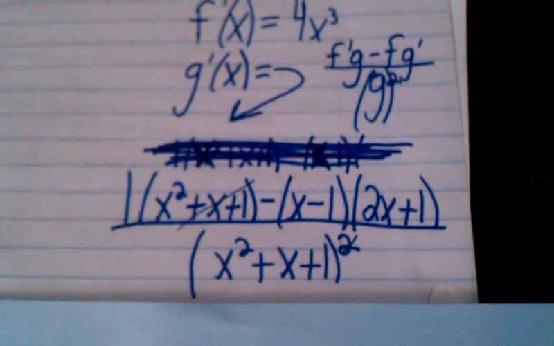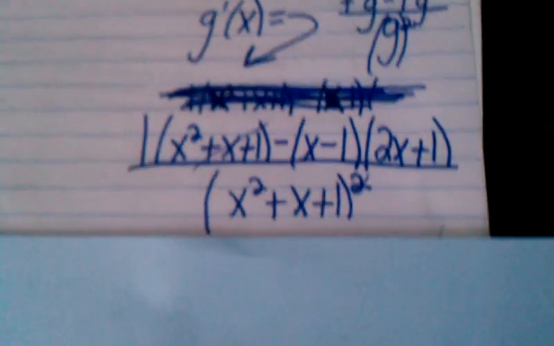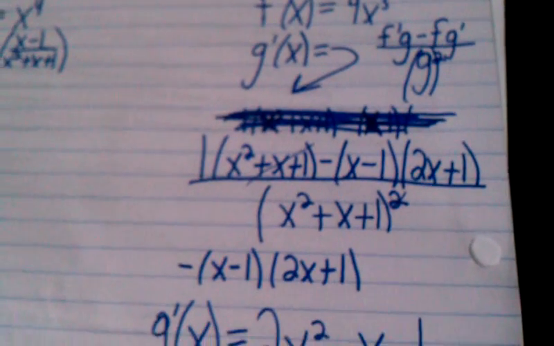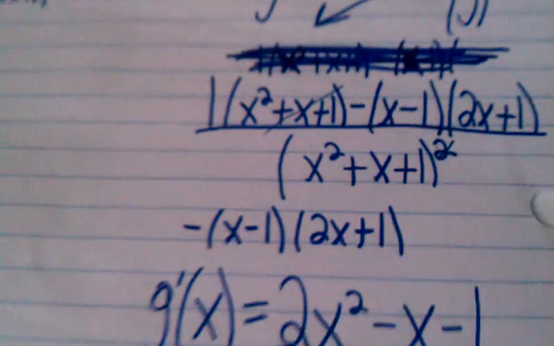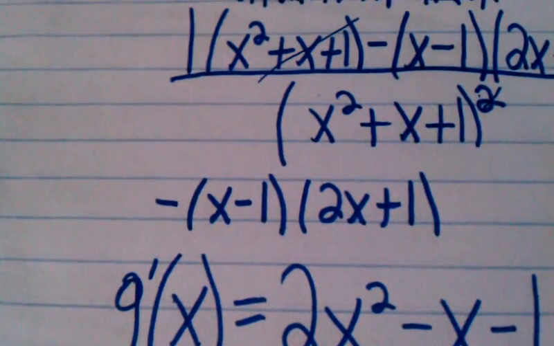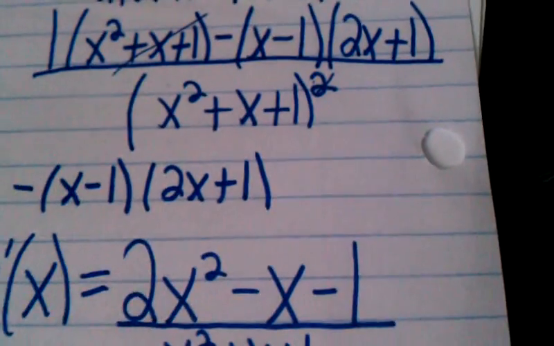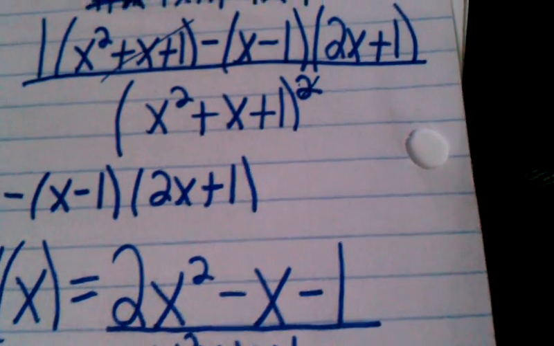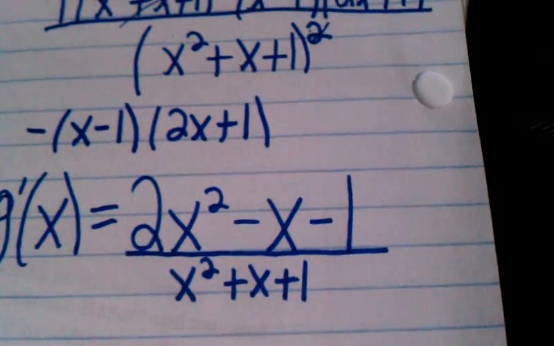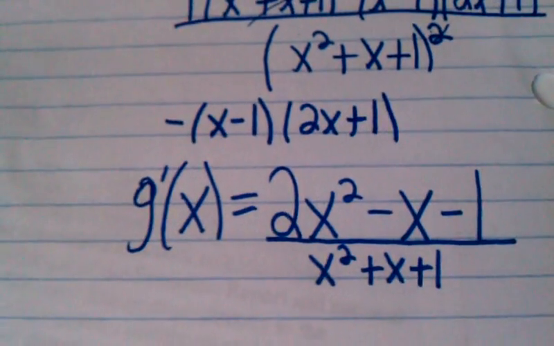Now on the top and bottom we have like terms, which is x squared plus x plus 1. On the bottom we have a squared one, on the top we have a one, so we can cancel one of the ones on the bottom. And you end up getting this equation, and we can factor these out, and then you end up getting 2x squared minus 1 minus x minus 1. And then you just take the bottom, which was x squared plus x plus 1. So all of that equals g prime of x.